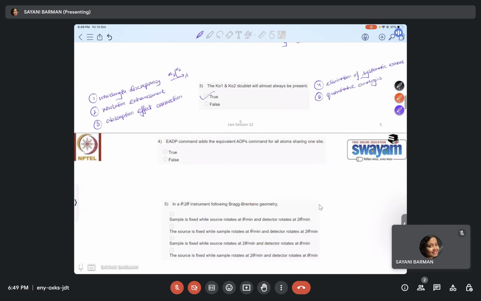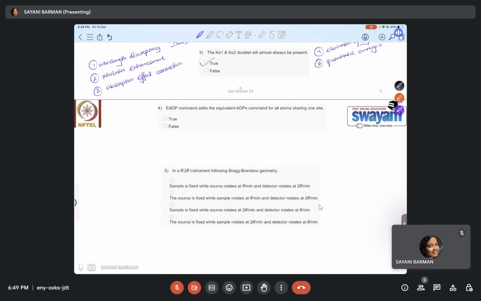The next one is: the EADP command adds the equivalent ADPs command for all atoms sharing one site. Yes, it's true. EADP is that only, right?